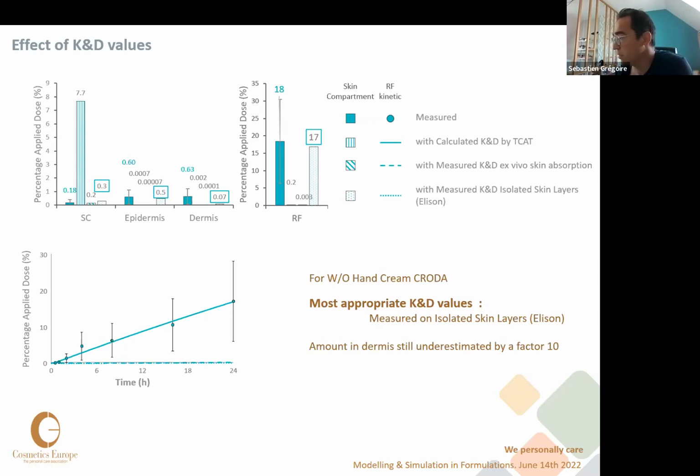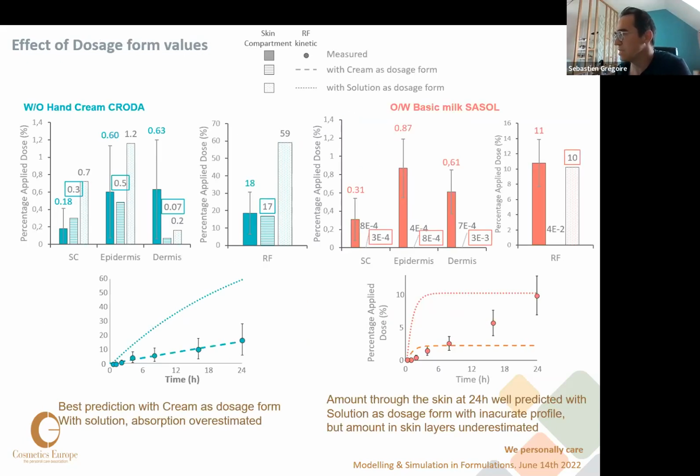So for this type of formula, the measurement on isolated skin layers is much more appropriate, knowing that we still underestimate the amount in dermis. But it's not a general rule, because when we perform the same thing with the direct emulsion, none of this approach was appropriate.